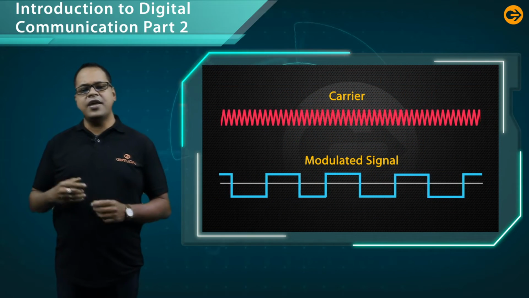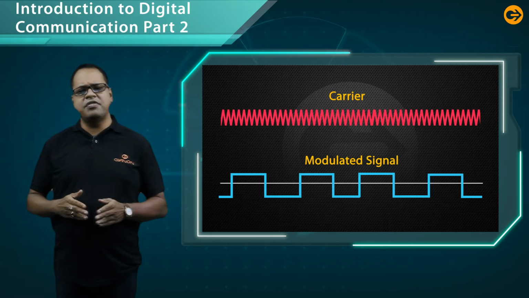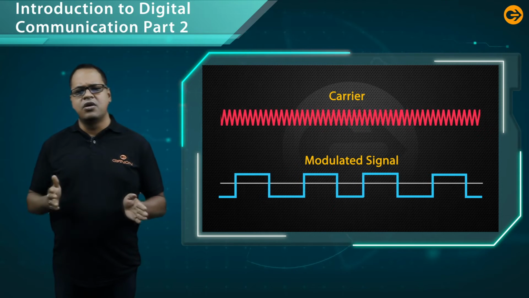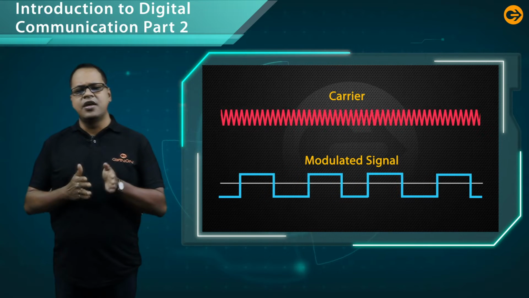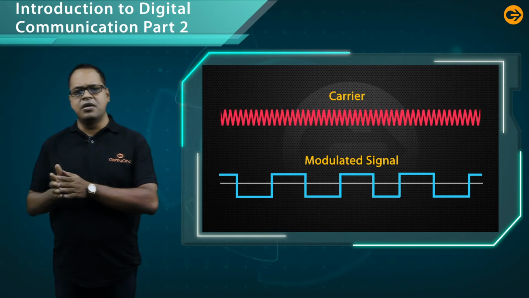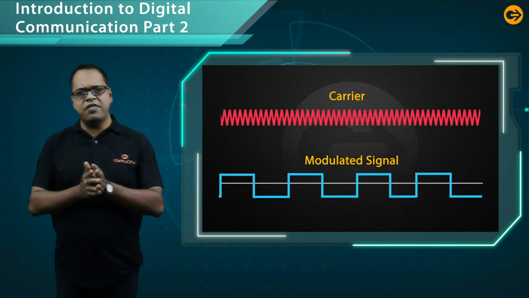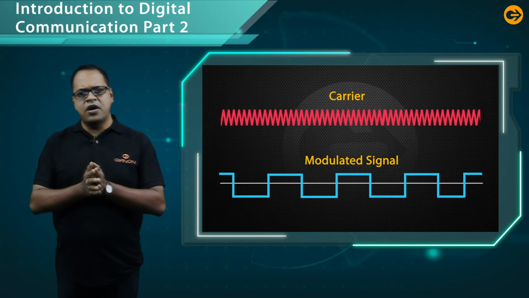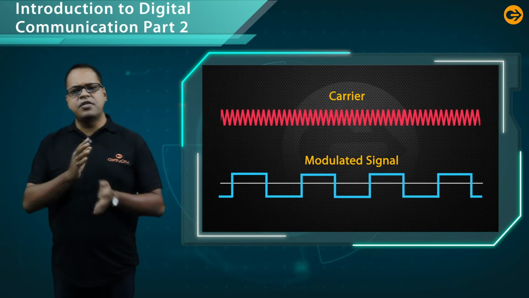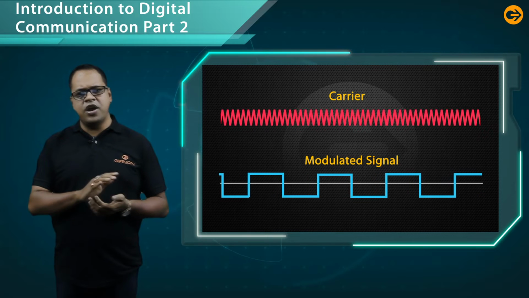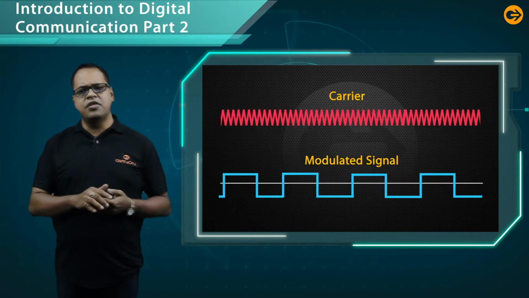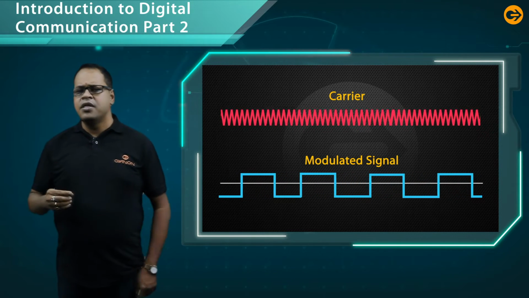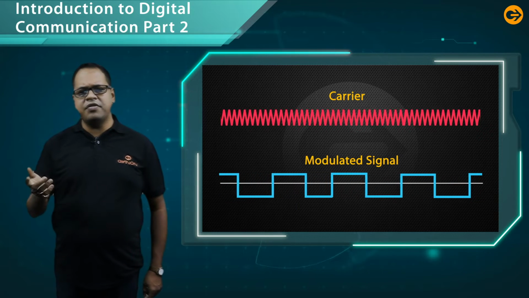Then what is a carrier signal? Carrier signal is a very high frequency signal. Whenever the frequency is high, it is known as a carrier signal. But in case of the baseband signal, the frequency is low. Whenever the frequency is low, it is a baseband signal, and whenever the frequency is high, it is known as carrier signal. Then what is the utility of this carrier signal?